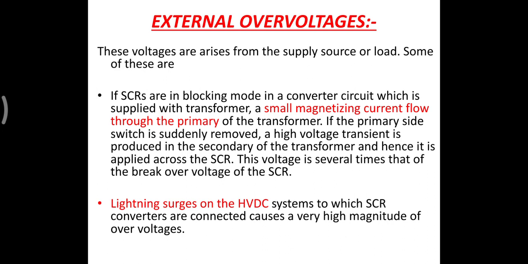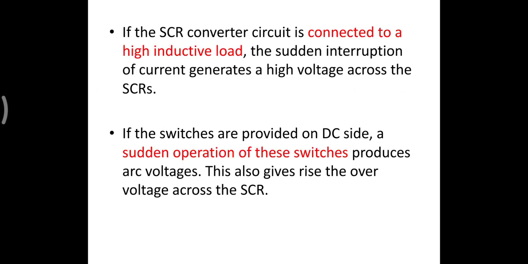The second reason is lightning surges on the HVDC system. In HVDC systems, lightning surges are generated during the connection of the circuits. So when these HVDC systems are connected, high over voltages are generated.